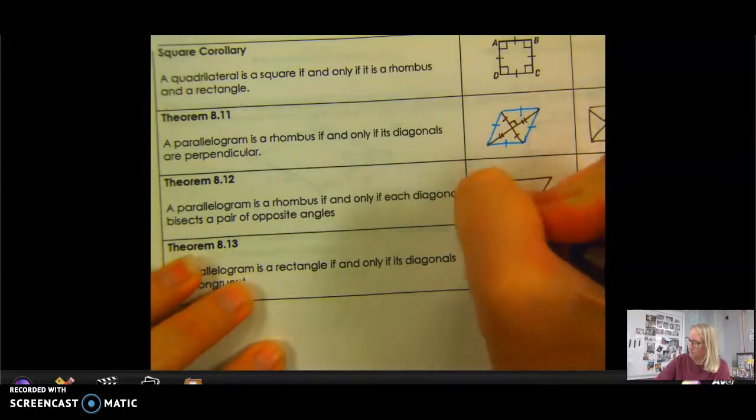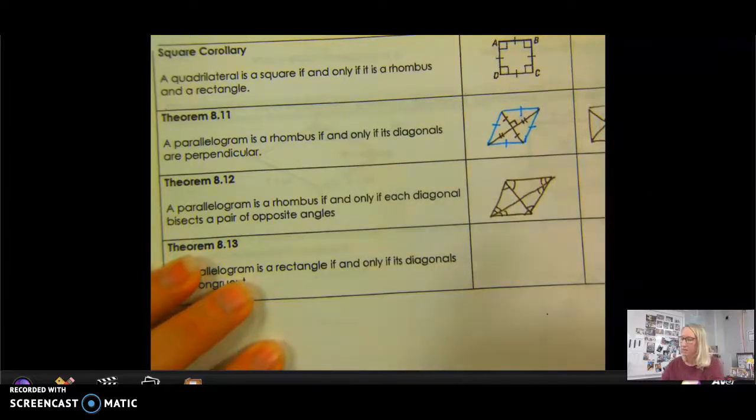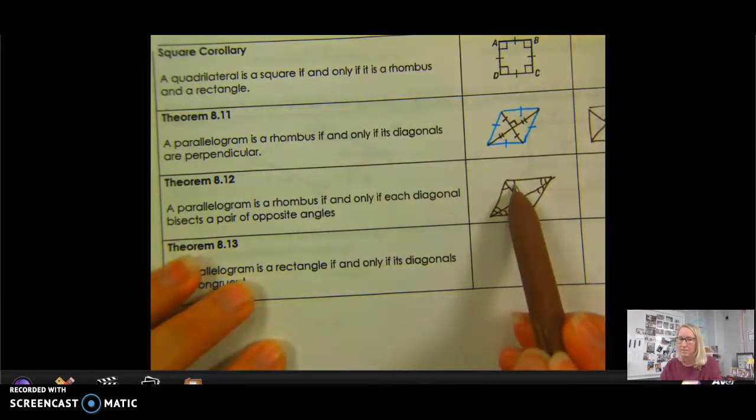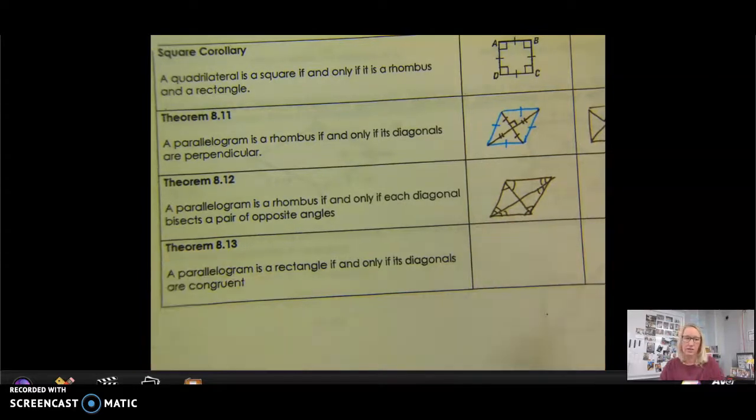So I'm going to draw my rhombus. What it is saying, it's bisecting these little angles down here. So what happens is this one is the same as this guy is the same as this, and then these 4 are congruent to one another also.